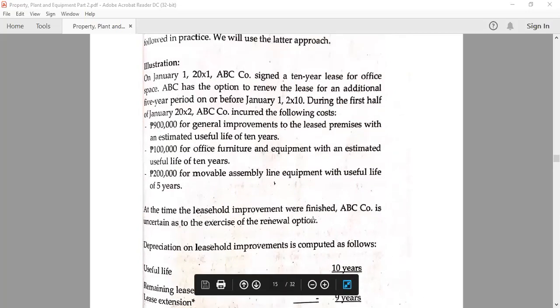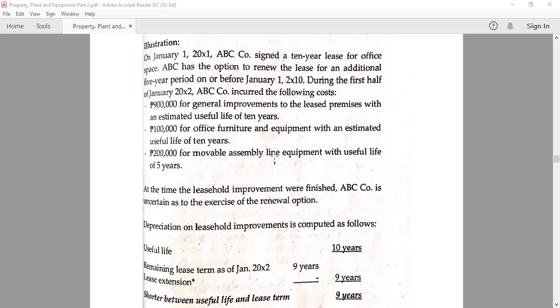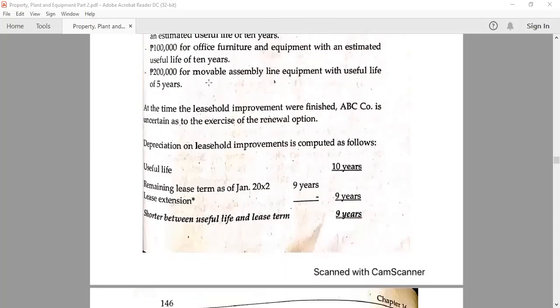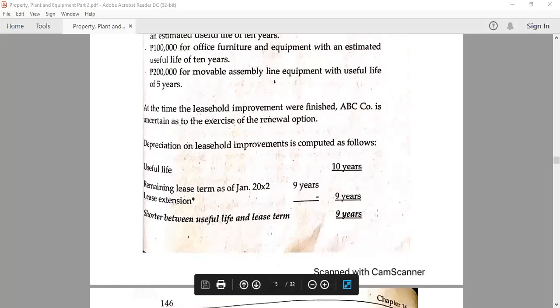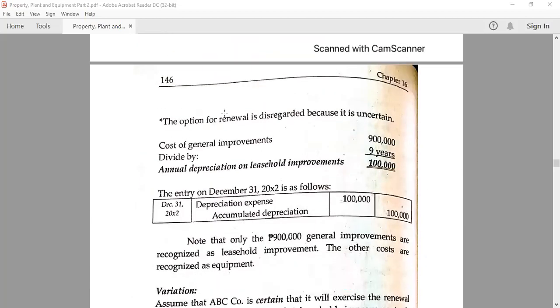The useful life is 10 years based on the first item, 900,000. The rest are for the meantime suspended. Then remaining lease term is 9 years. Why? We signed the contract January 1, 20X1, and now this is 20X2. Therefore, remaining is 9 years. So the shorter is 9, 10 versus 9. The option for renewal is disregarded because it is uncertain, as clear as that.